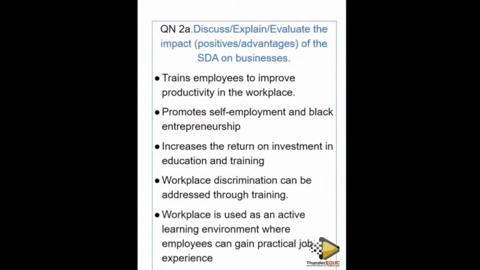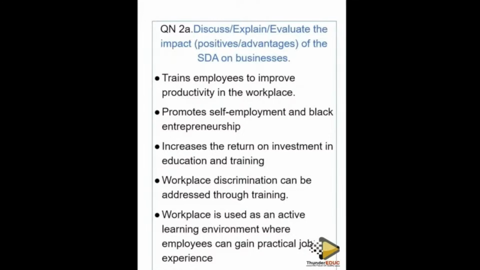So now moving on to another aspect, we have the workplace being used as an active learning environment where employees can gain practical job experience. Meaning that when these employees are equipped with skills or knowledge, the approach towards the production of goods and services is going to be quite different. Now it's going to be more advanced. So they can also pass that particular skill to other people who didn't even get exposed to these learnerships.